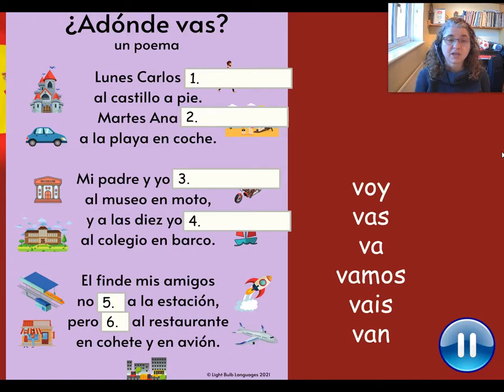So, do you think that you've got a part of ir, voy, vas, va, vamos, vais, or van in each of those spaces? Just to give you a little bit of extra help, I'm going to read the poem to you, and then you can listen and check your work, or that might help you to get one that you're not sure of. So, are you ready to listen and check? Here we go.